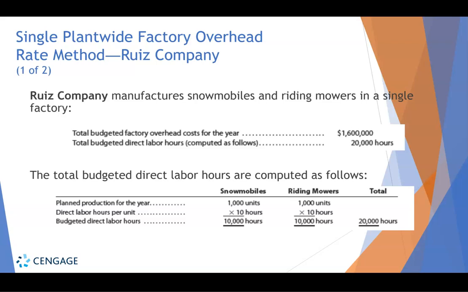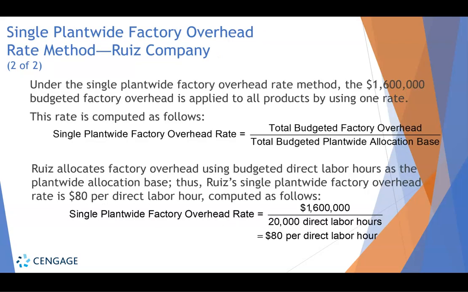Here we've got Ruiz Company. They manufacture snowmobiles and riding mowers. And you see here they have budgeted factory overhead costs for the year of $1,600,000, and the direct labor hours are 20,000 hours. So here, if we created everything the same, the total budgeted direct labor hours would show with snowmobiles, they're 10 hours per unit. And with riding lawnmowers, they're also 10 hours per unit. Now, under this single plant-wide rate, the $1,600,000 gets applied to all products using just one method.